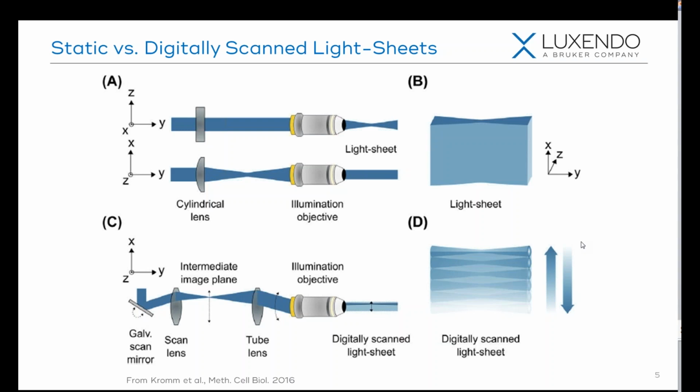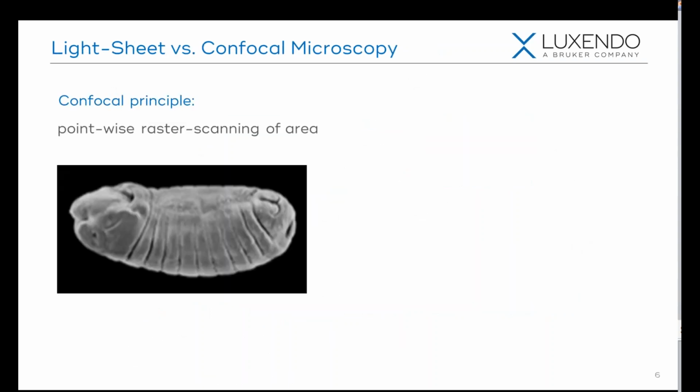However, this still doesn't really explain why light sheet is so special. And to understand the benefits of light sheet, we must first understand the drawbacks of conventional imaging techniques. So let's consider a standard episcopic technique such as laser scanning confocal microscopy.